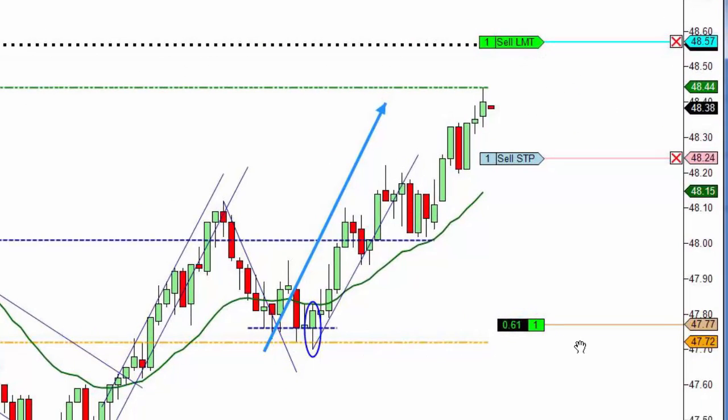Now you can see 44.77 was my entry, and I had my target up here. I hit my target at 48.57 right at here, and so that's what I was looking at for this particular trade. I moved it up.